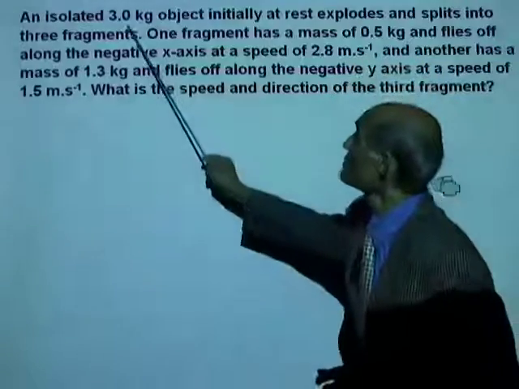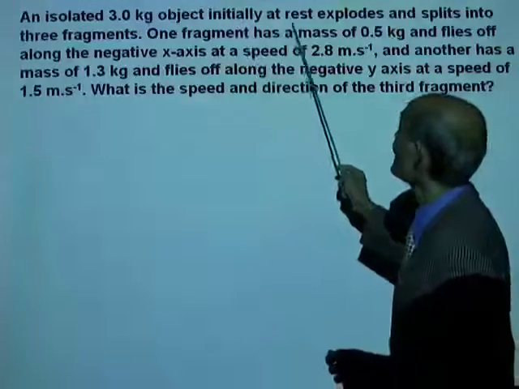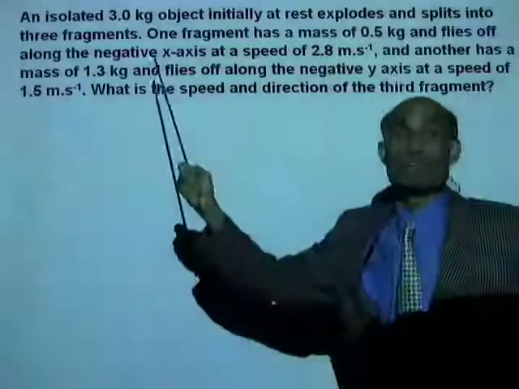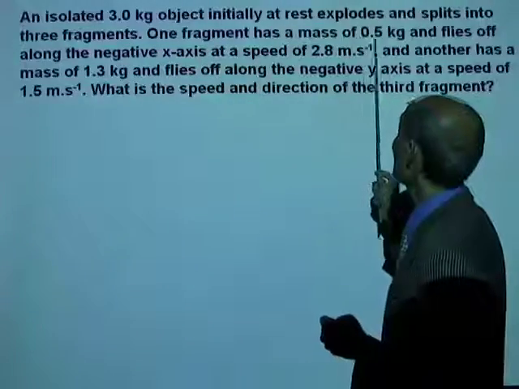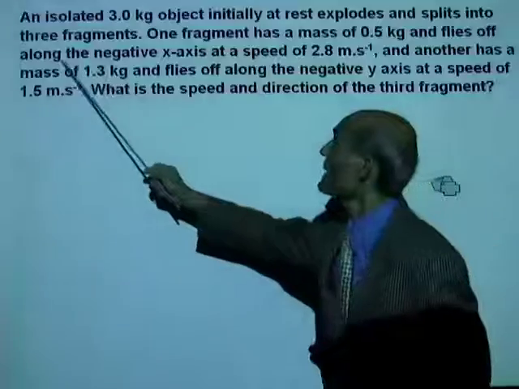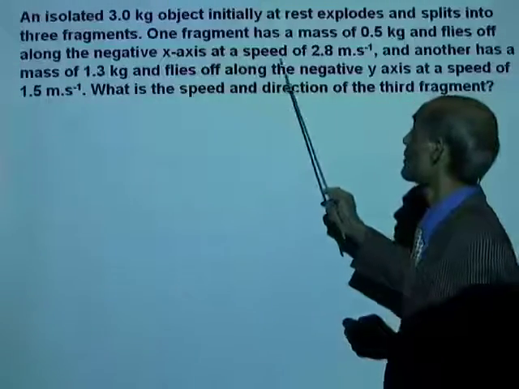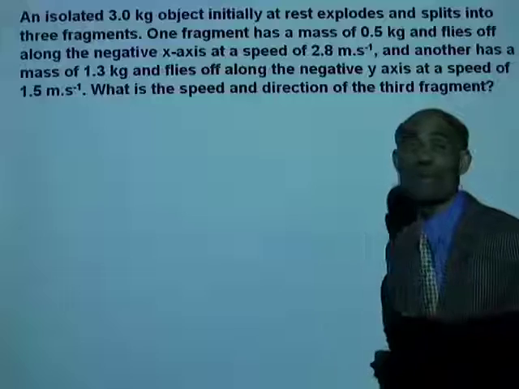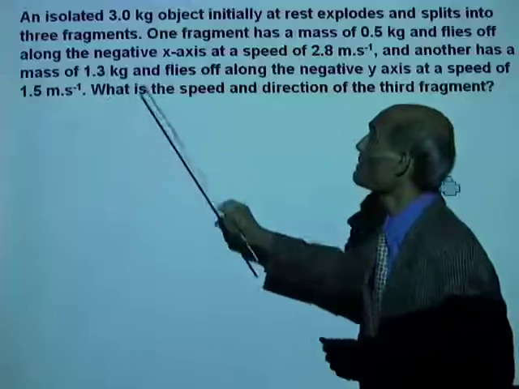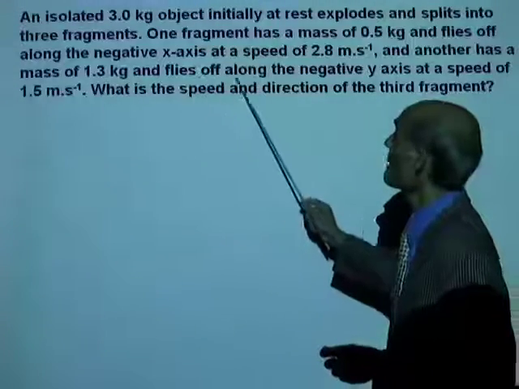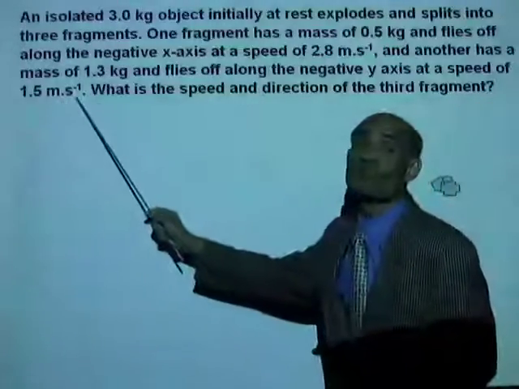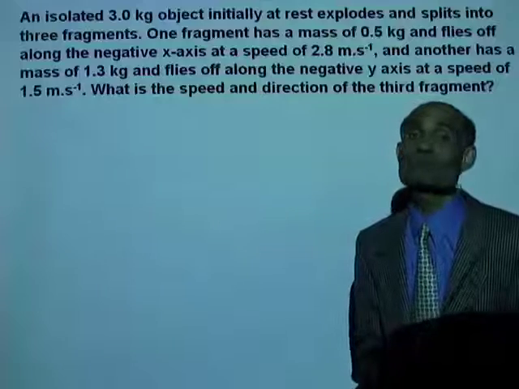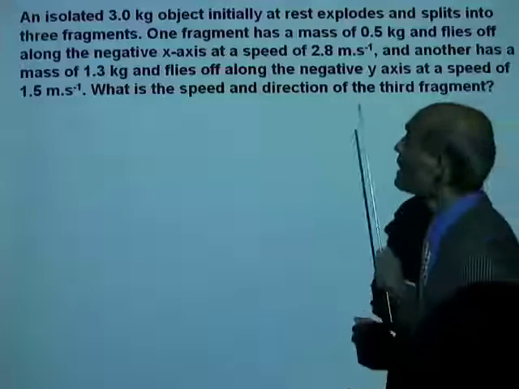An isolated 3 kilogram object initially at rest explodes and splits into 3 fragments. One fragment has a mass of 0.5 kilogram and flies off along the negative x-axis at a speed of 2.8 meters per second. Another has a mass of 1.3 kilogram and flies off along the negative y-axis at a speed of 1.5 meters per second. What is the speed and direction of the third fragment?